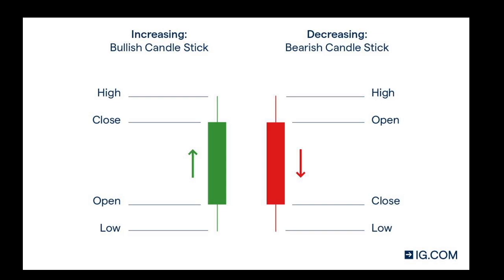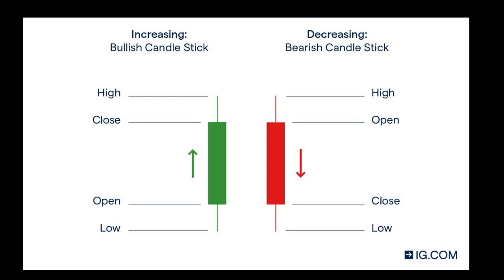Now, the candle body is going to show you the open and the closing price of that candle period. The upper wick is going to show you the highest price that candle went to, and the lower candle wick is going to show you the lowest price that candle went to.